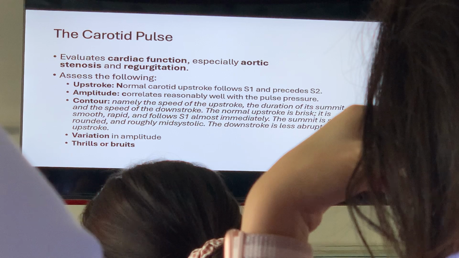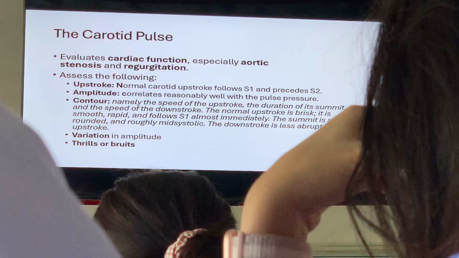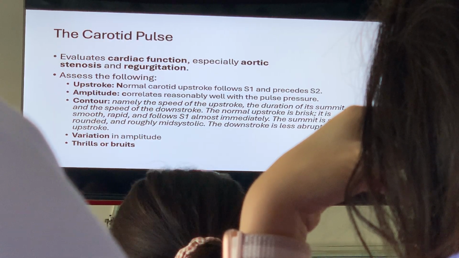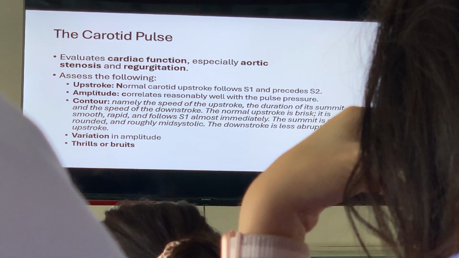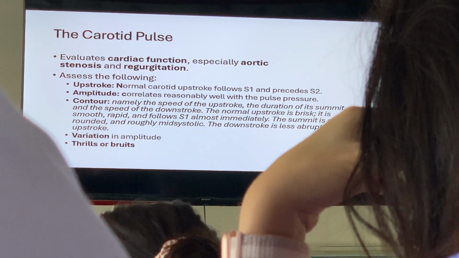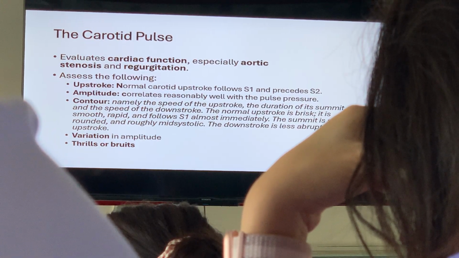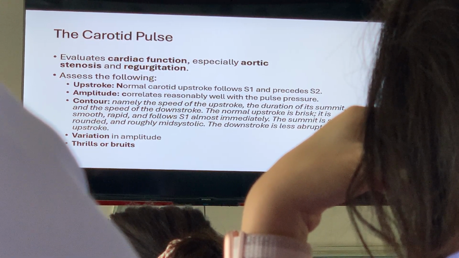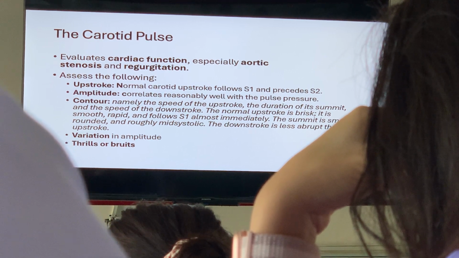Now for the carotid pulse, this evaluates your cardiac function, especially aortic stenosis and regurgitation. So you have to assess the following: the upstroke, the amplitude, the contour, the variation, and the thrills. Remember, since the carotid pulse is an arterial pulse, the upstroke should always follow the S1, and it should precede S2. The amplitude always correlates reasonably well with the pulse pressure, and you have to identify the contour, but this is more or less not really applicable to you yet, but it's good to know.